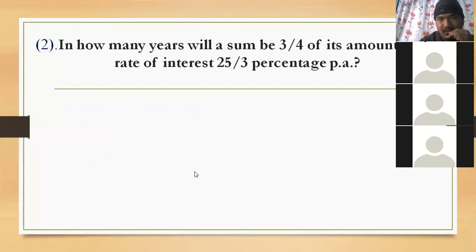Now look here. Similar question there. In this question, can you tell what is given there for the principal? 3 by 4 of its amount. That means amount should be, suppose, x. Amount should be x, and principal will be 3 by 4 of x. And rate of interest is given there as 25 by 3.